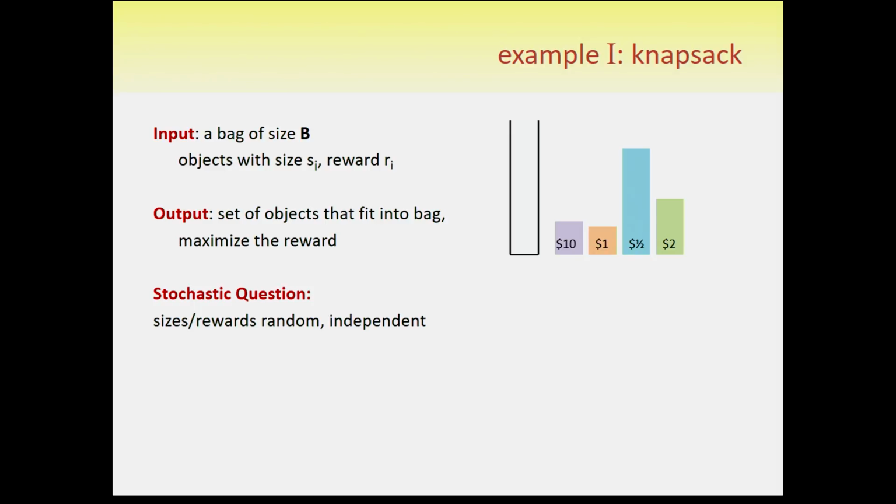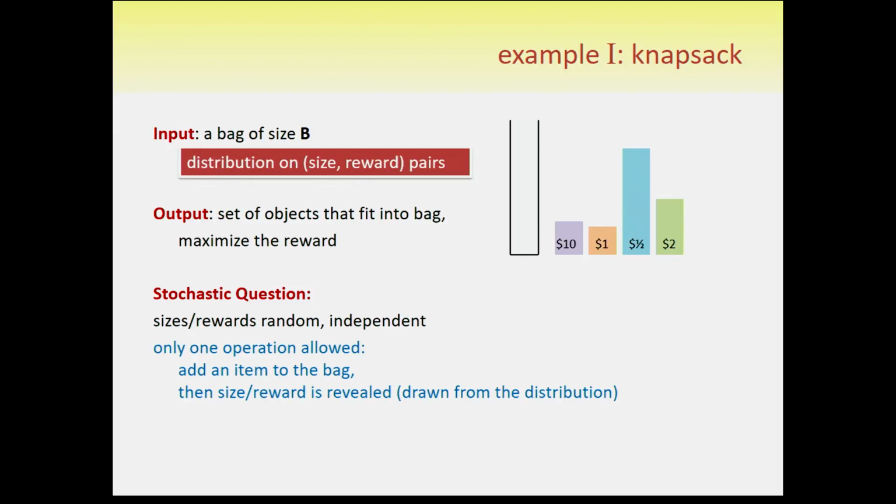Okay. So one of the stochastic questions you can ask is that the sizes and rewards are random. So instead of the size and rewards being known up front, they're random variables. And what your input is now is the distribution over size-reward pairs. Okay. So what can you do? Here's one model which was proposed about 10 years back. Essentially all you're allowed to do is take an item and put it into your knapsack. And then the size instantiates.